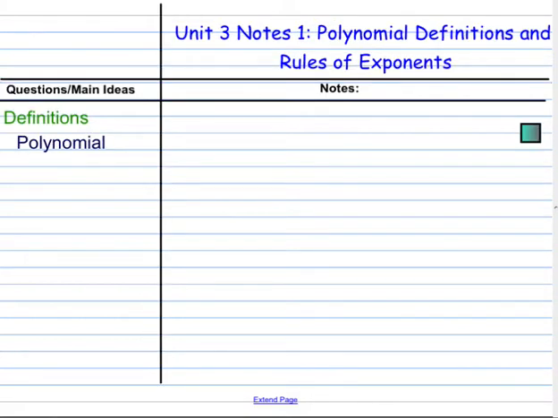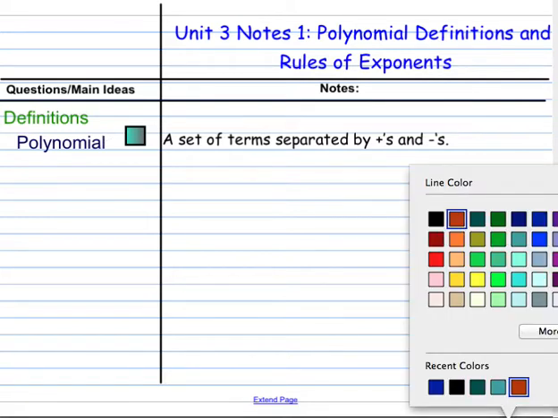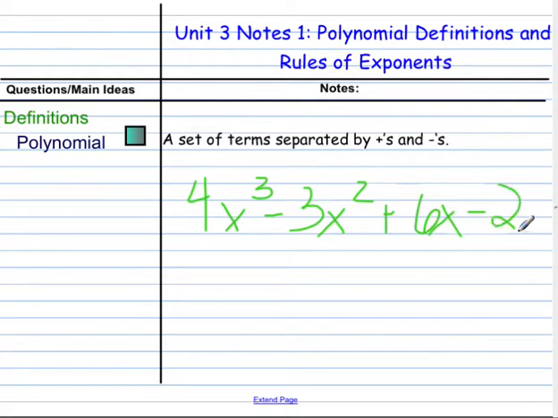Next, let's take a look at the definition of a polynomial. The first thing you need to think about is that poly means many, so we're going to have many terms. A polynomial is a set of terms separated by pluses and minuses. Let's write our very own polynomial. I'm going to start with x cubed: 4x cubed minus 3x squared plus 6x minus 2. All of those things are terms, and because they're being separated by pluses and minuses, we have a polynomial, because there are many. Poly means many. There are many terms being added together.